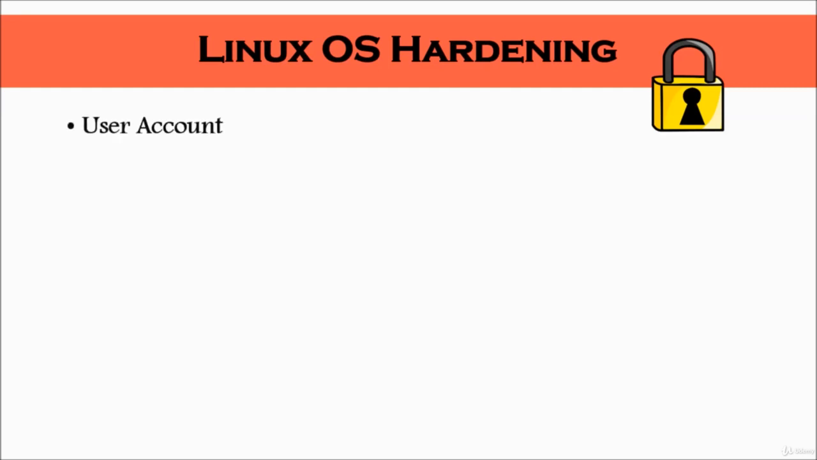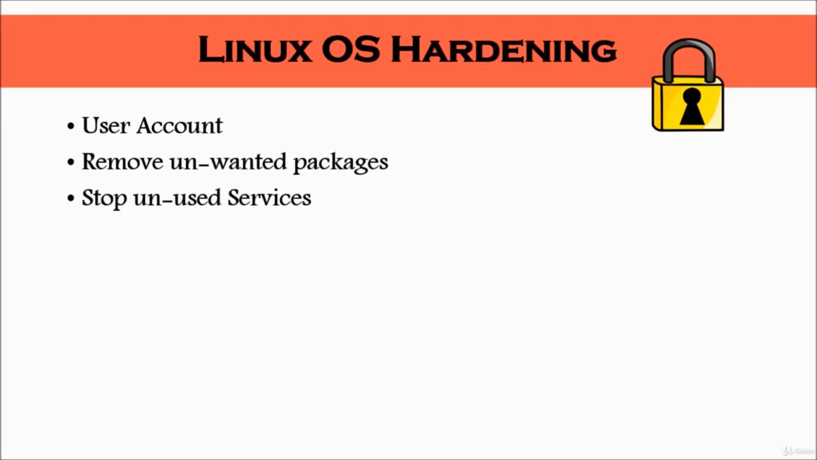The first one is about account management. How do you secure the user accounts? What are the policies or standards that you have in place? Then we will cover removing unwanted packages, all the packages that you have installed in your system. If you don't need them, then why do you keep them? So remove them. Then we have to stop unused services. If a service is running that is not required in your system, stop it, toss it.